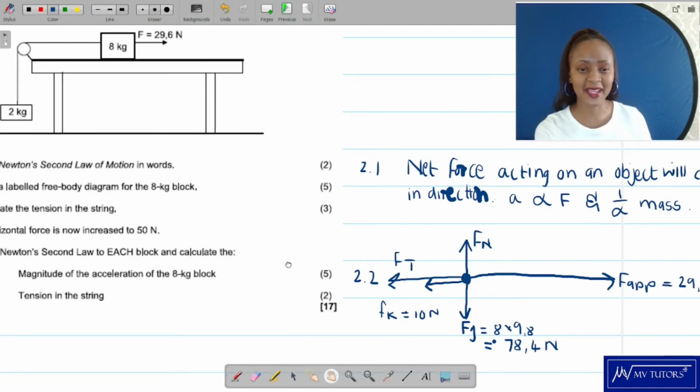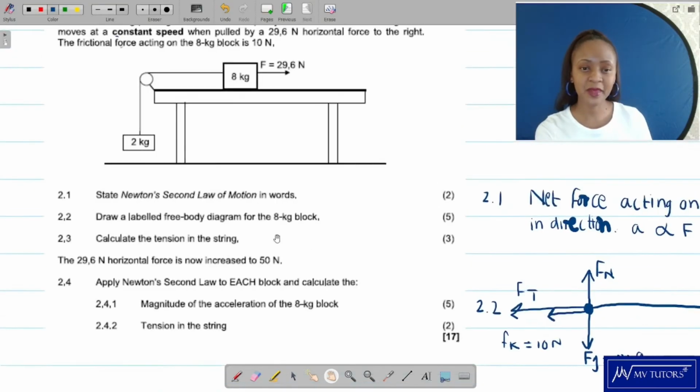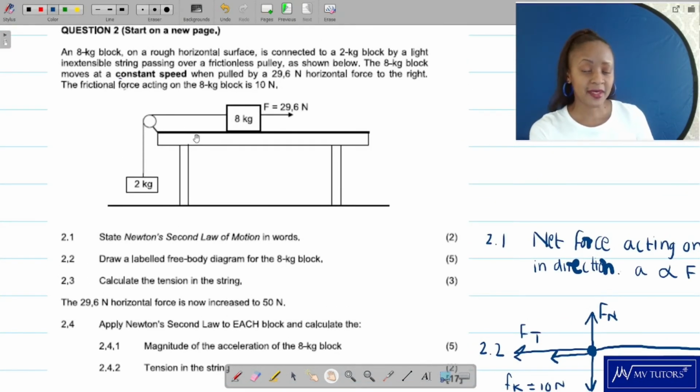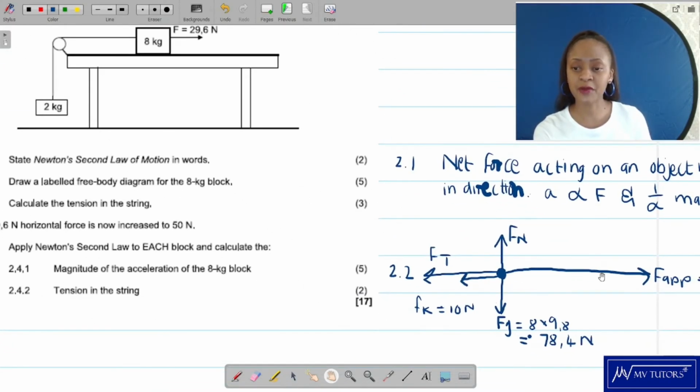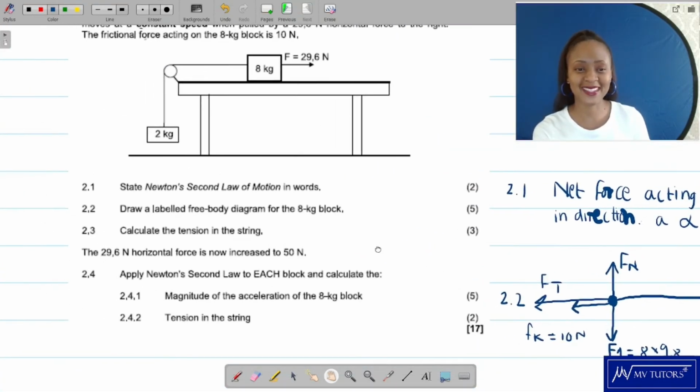Okay, so now let's go back and read the rest. Now calculate the tension in the string. It's 3 marks, so I am moved by the marks here. You could calculate the tension in the string by looking at the 8 kg block. Just by looking at our free body diagram, you have the force applied, 29.6. You have your force of friction. You can calculate your tension. It's actually going to be 29.6 minus 10, which is 19.6. Great. 3 marks. Got it.